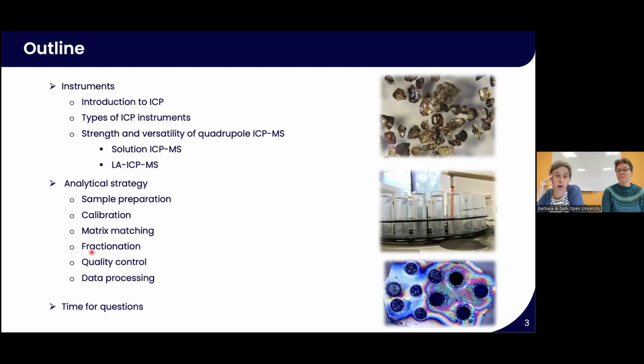So thinking about sample preparation, about different calibration strategies, the effects of matrix matching, the effects of fractionation in the plasma, things that you can do to ensure quality control, a little bit about data processing, and then at the end we are going to leave hopefully some time for questions. If there's anything outside of this that you would like a little bit of clarification on, then do feel free to contact us. We should be relatively searchable, and you've got the address of our lab in the presentation. So go back to look at the recording and you can track us down and ask us questions if you need to.